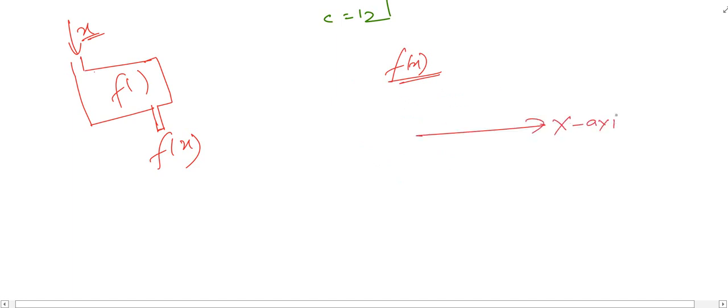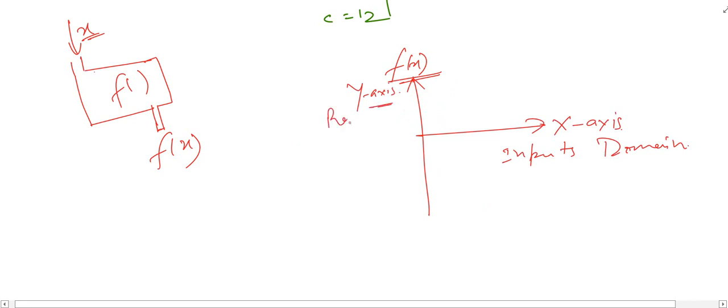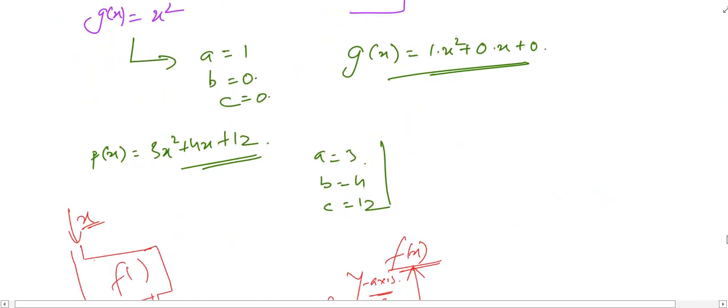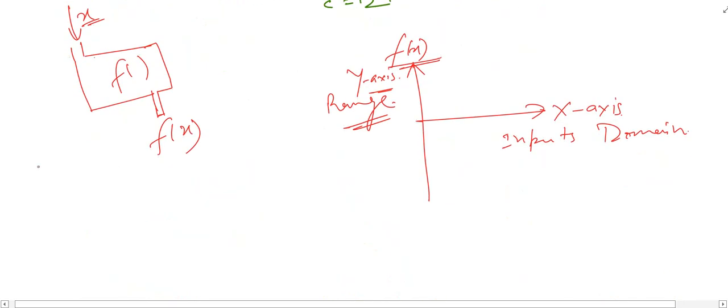The x-axis contains the inputs or the domain, right? And the values which the function takes, or the function gives out to you, are contained in the y-axis, which we know as the range, right? So let us try to plot a very simple graph, a very simple quadratic function, I would say, and this is the simplest one, which is f(x) = x².